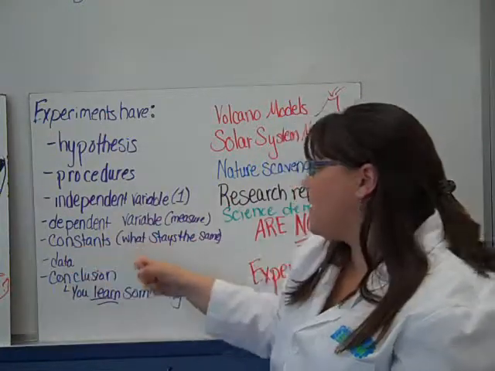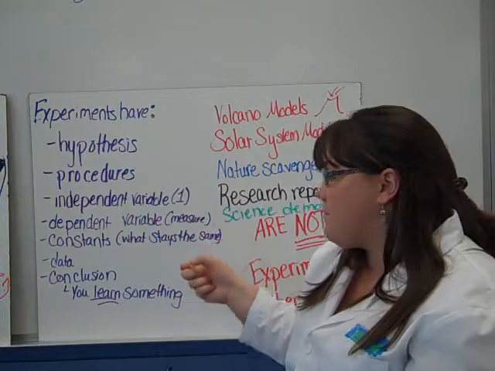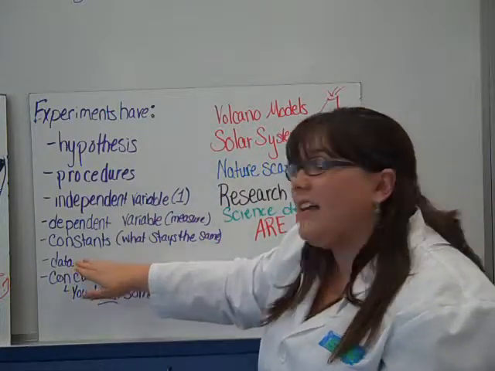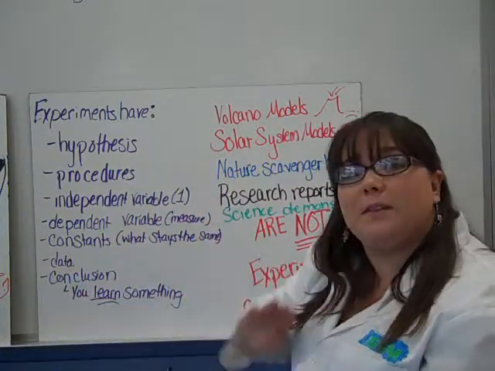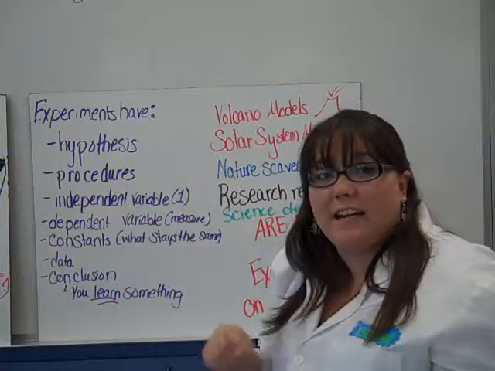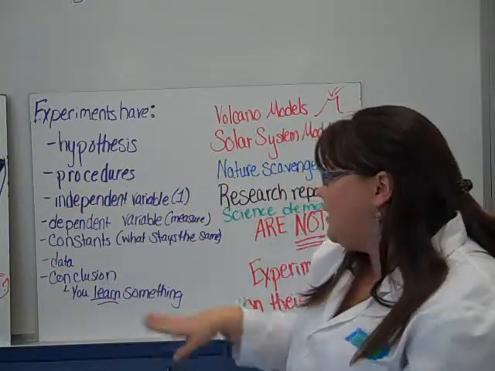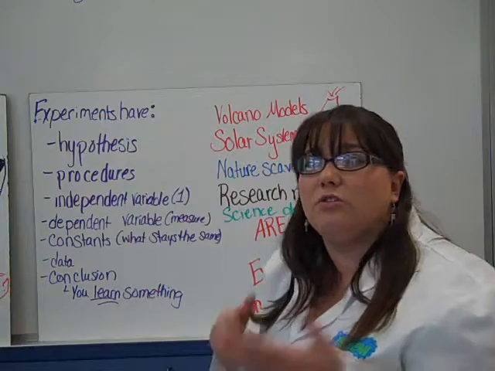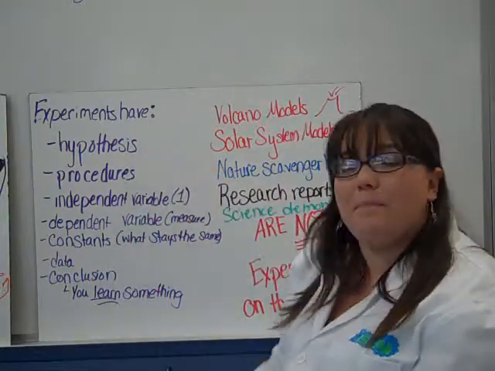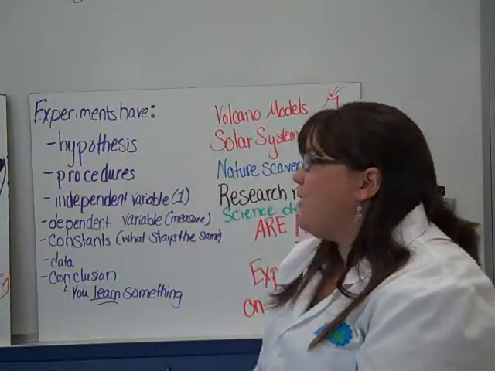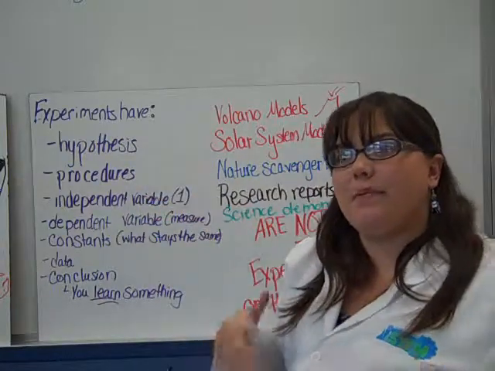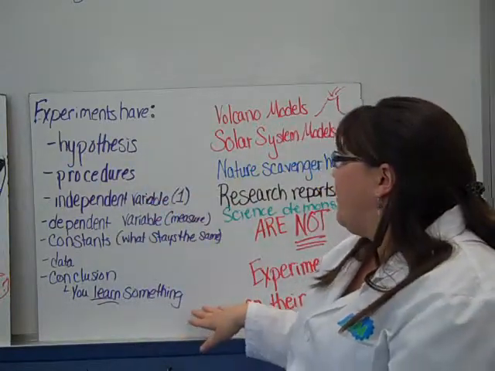And you have a constant. The constant stays the same. You're collecting data. When you do that measuring piece with the dependent variable, you're writing down bits of information. That's your data. And finally, you have a conclusion. You learn something. You can go, oh yeah, the hypothesis was totally right on, or I don't really know about the hypothesis. Maybe let's try something else next time.